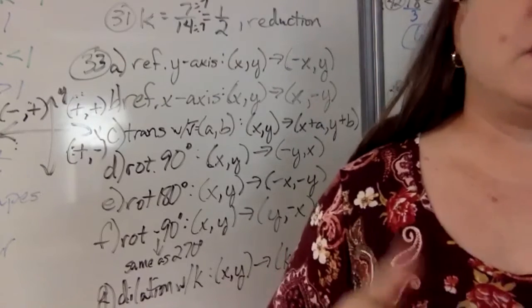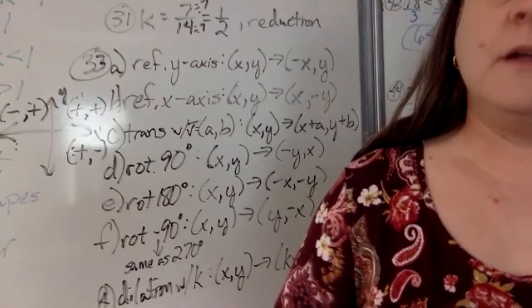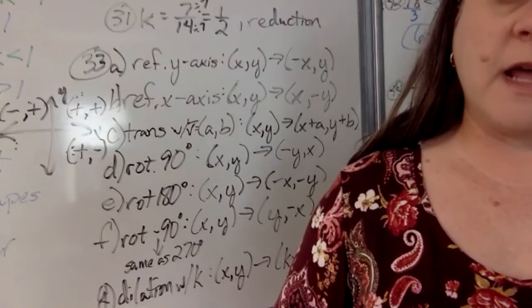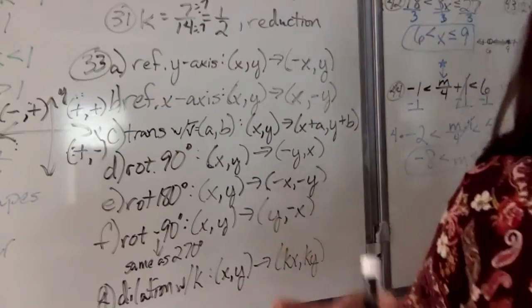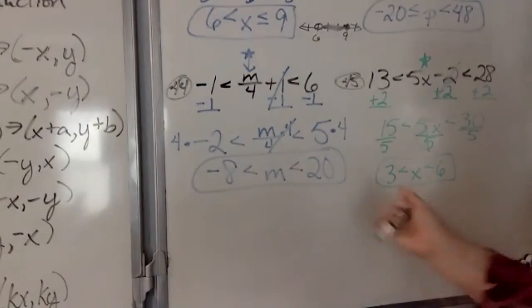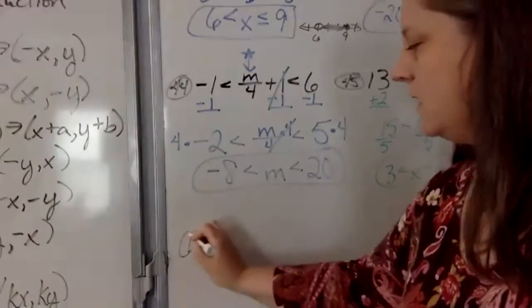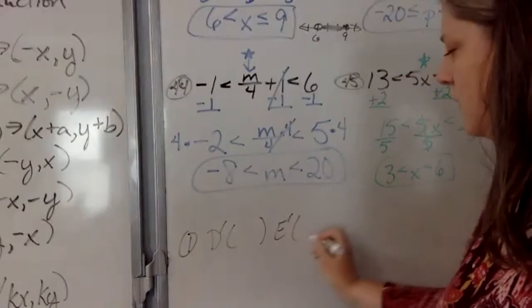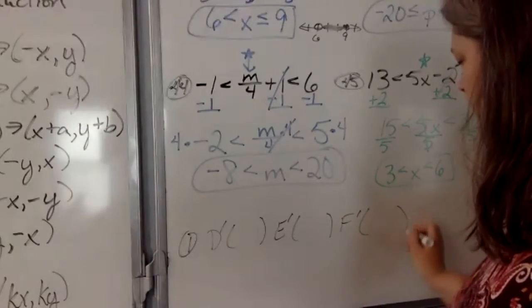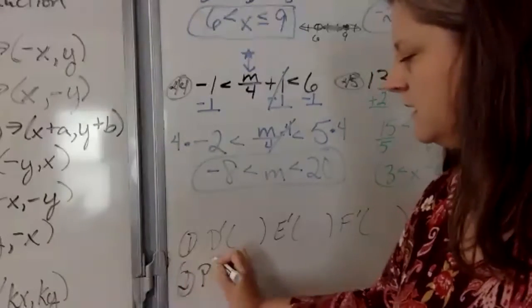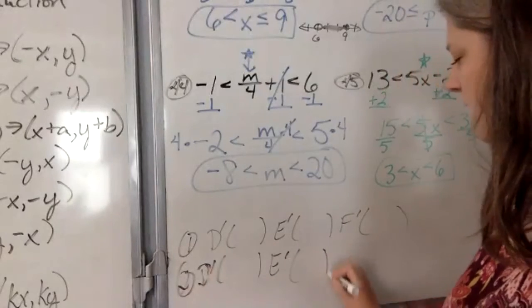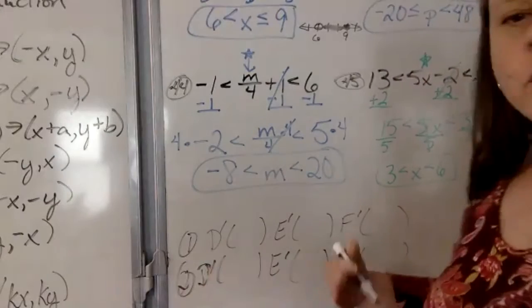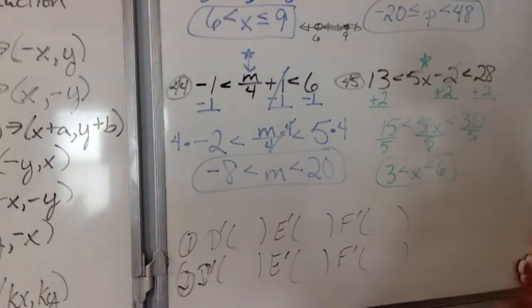Now, some of you still haven't sent me that quiz, so you need to get that to me today. All you have to do is type it in an email because it was like triangle D, E, and F. So the way you would send it to me is you would have like number 1, D prime, E prime, F prime. Number 2, D prime, E prime, F prime. Whatever your new coordinates are is all you have to do.